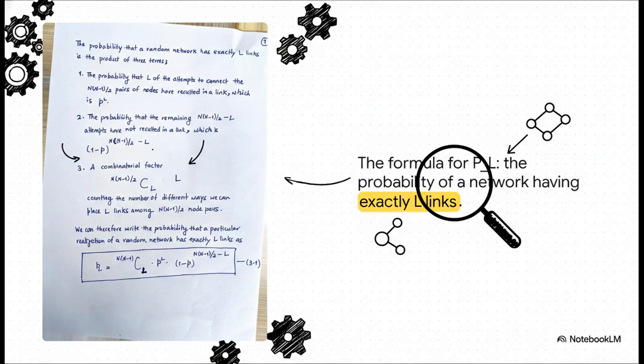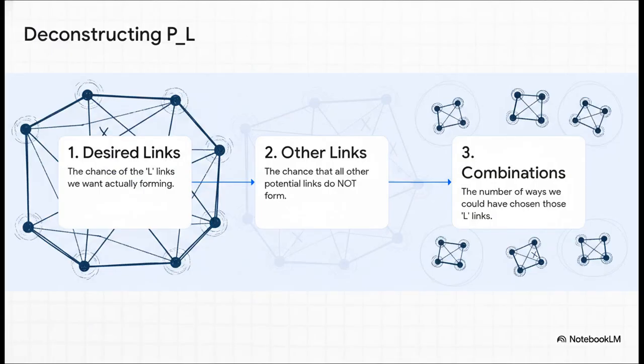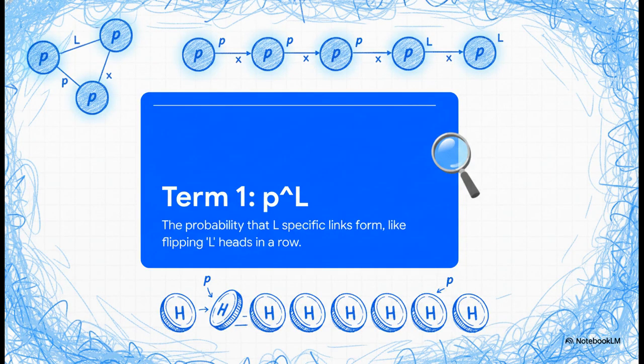We're going to break it down piece by piece. We're just going to break this thing down into 3 simple steps. First, what's the chance of the L links we're looking for actually forming? Simple enough. Second, what's the chance that all the other possible links that could have formed didn't? And third, how many different combinations of those L links could we have chosen in the first place? That's it.